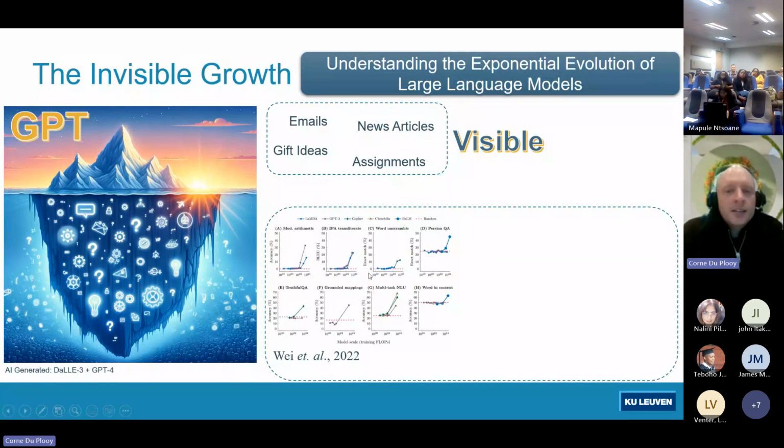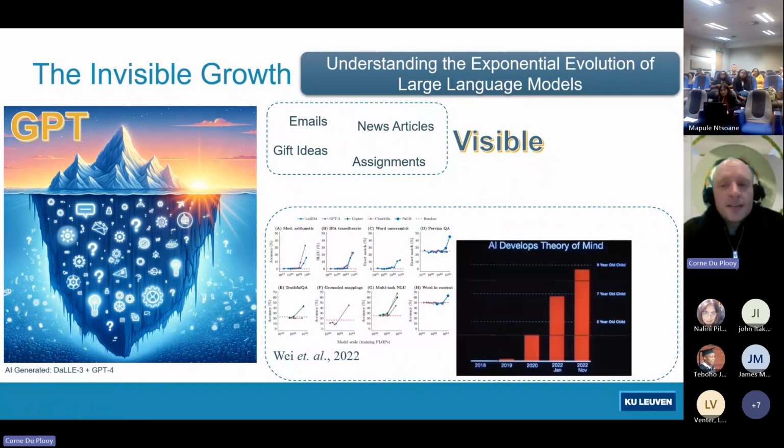Or it's trained to do word unscrambling. It's trained on data in English, but suddenly can answer questions in Persian. Where is this coming from? And why is there a sudden jump in ability at a certain parameter size? And that's what I want to use system dynamics to explore a bit.